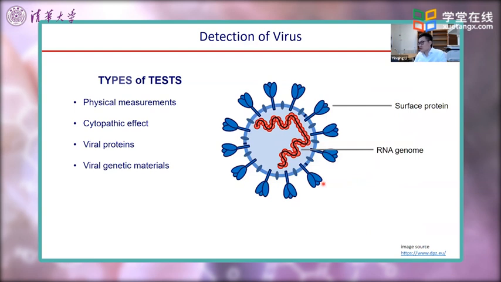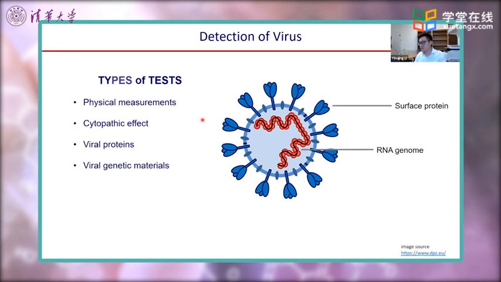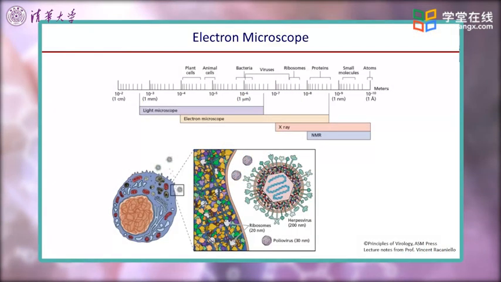Given these features, there are several ways to detect the virus. For example, with physical measurements, we can focus on the size, shape or morphology, and directly visualize it to detect it. Or we can focus on the cytopathic effect, which is caused by the virus inside the host cell. Alternatively, we can do molecular detection of its proteins or its genetic materials.